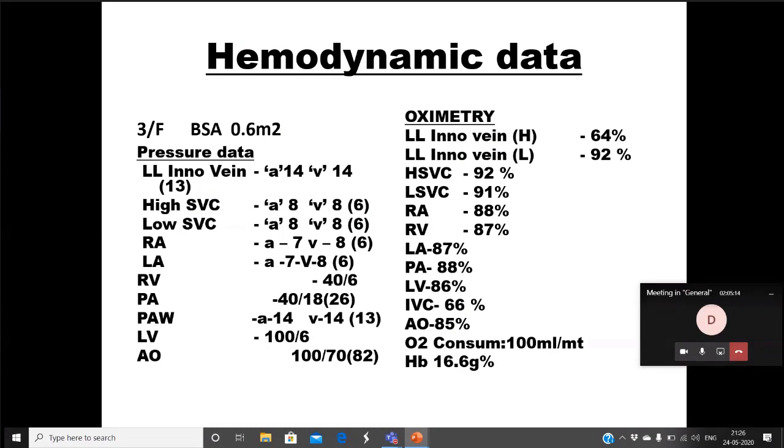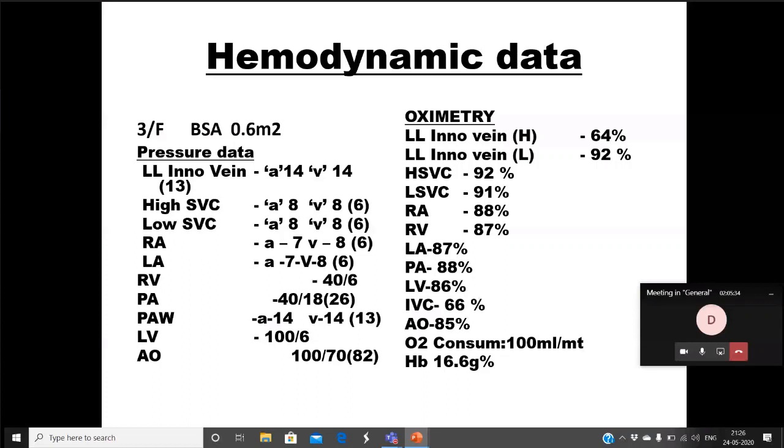No, don't use the word around. It is 86. Why are you using all around? Sorry, sir. No, you should not use one. It is 86. You should say 86. Don't use the word around. You also said around and all for the pressures. No, not around. When you said left innominate vein pressure, you said A is around 14. No, A is 14. Okay, right. Yes. Don't have the habit of saying about. Yes.